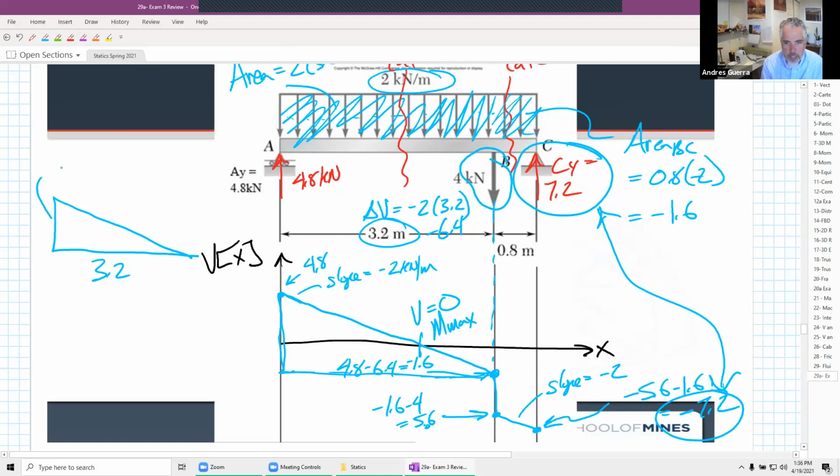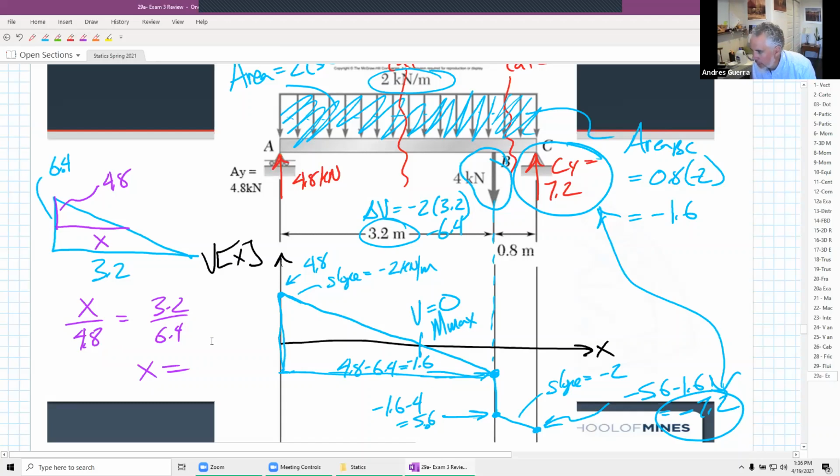What would the height of that be? The height would be 6.4, right? That's our total distance from 4.8 to -1.6. And then we want to find this similar triangle in here. Now we know that the height of this one is 4.8, and that one is our x distance that we're trying to find. So we could go x over 4.8 is equal to 3.2 over 6.4. We could find that value for x.